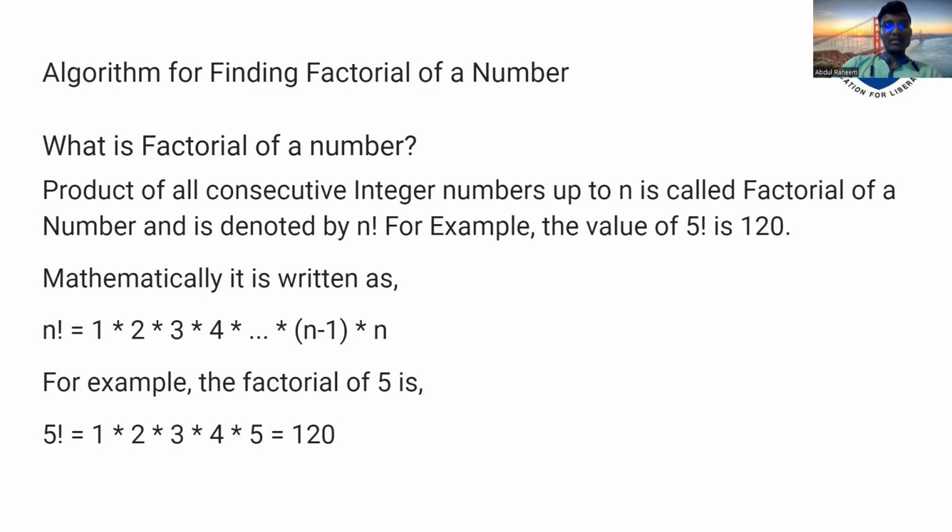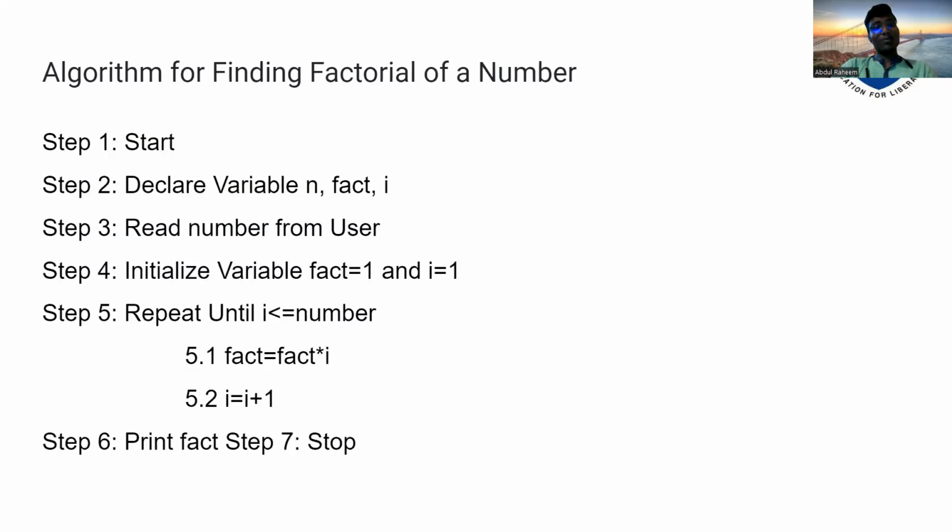Mathematically, it is written as n factorial equals 1 into 2 into 3 into 4 and so on into n. For example, factorial of 5 is 5 factorial equal to 1 into 2 into 3 into 4 into 5, which equals 120.